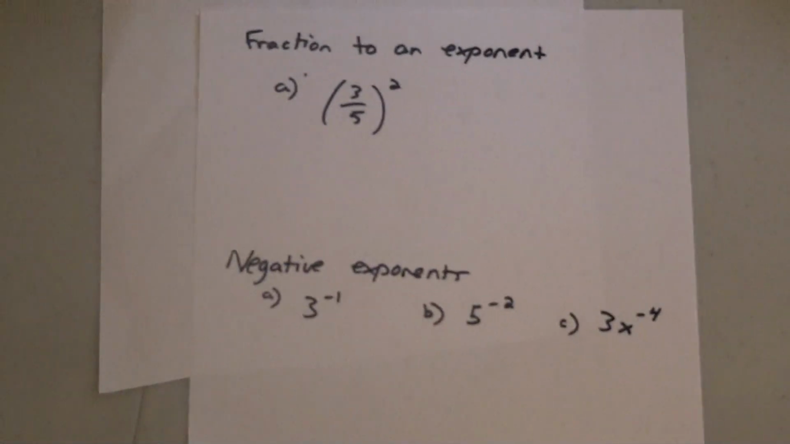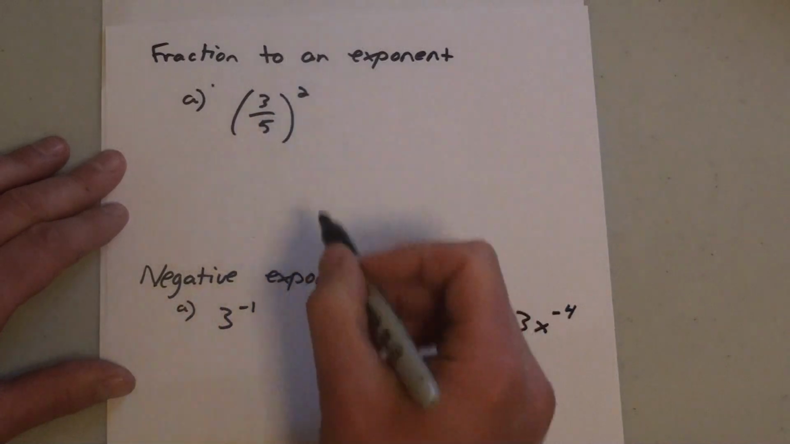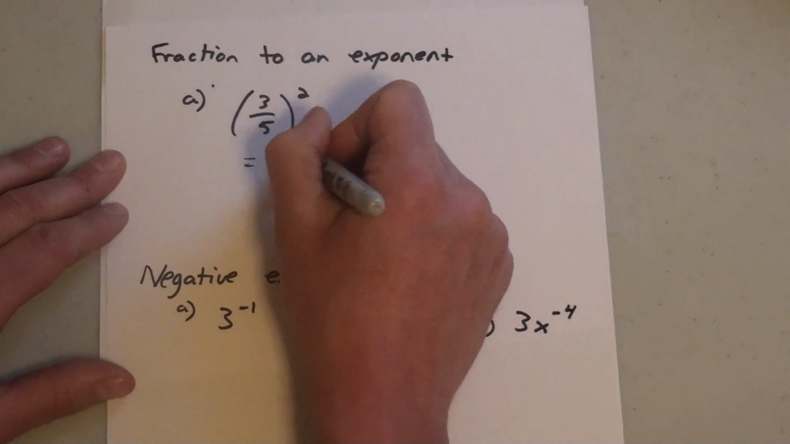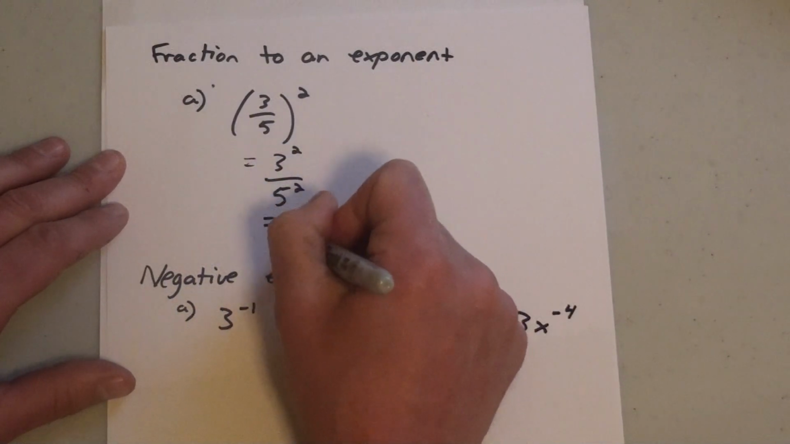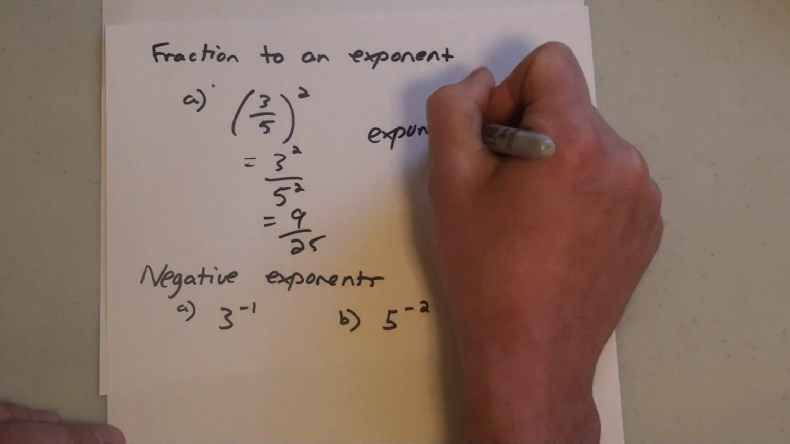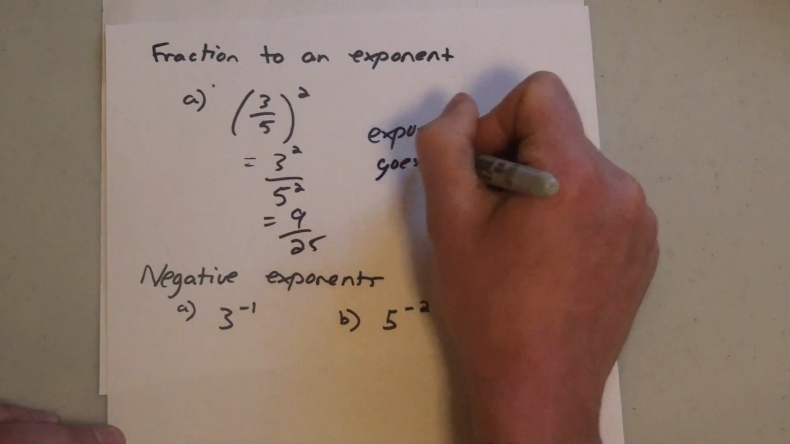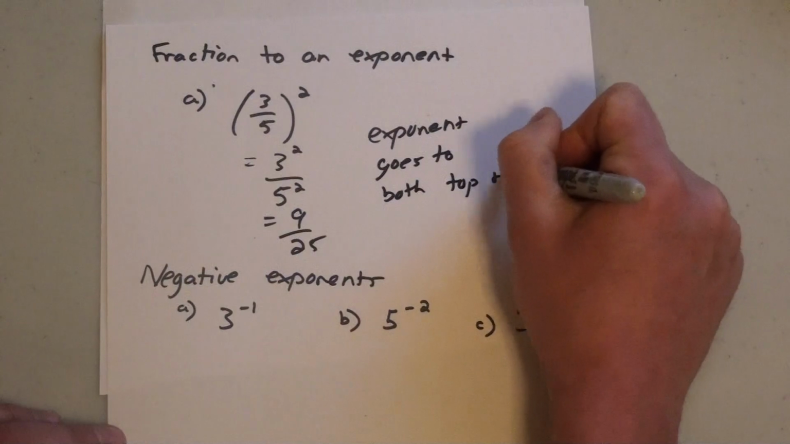Keep going with more power rules. If I have a fraction to an exponent, both the top and bottom get taken to that exponent. So it becomes 3 squared divided by 5 squared, which is 9 over 25. The exponent goes to both the top and bottom.